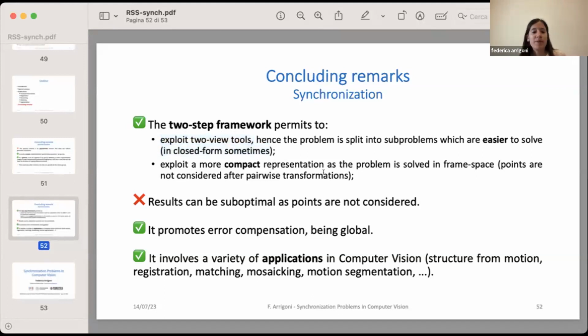In addition, this permits to exploit a more compact representation of the problem, since it is solved in the space of transformations without using explicitly points after computing the pairwise measures. However, we can have suboptimal results since we are not considering all the information, but we get a global solution that promotes error compensation. And most of all, it involves many different problems in computer vision, such as the ones that we have seen here.